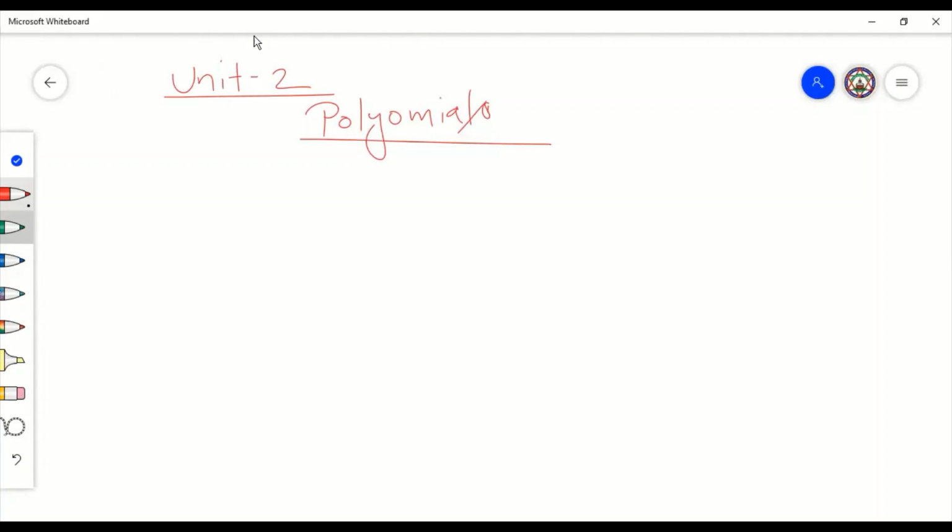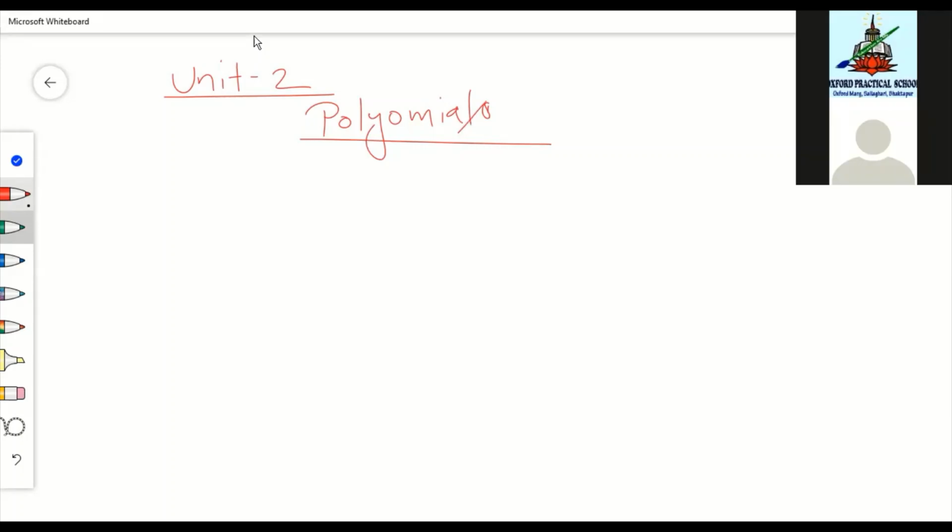Okay, now in this part we are going to discuss polynomials. Before introducing polynomials, we need to know what polynomials are first. This definition of polynomials we should have read in class 8. So, what are polynomials?